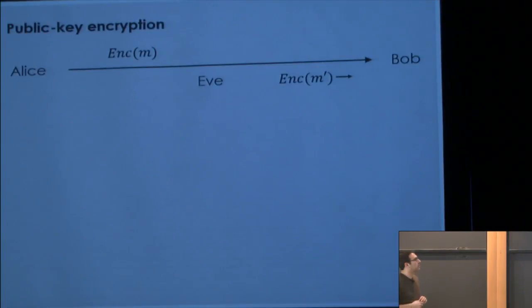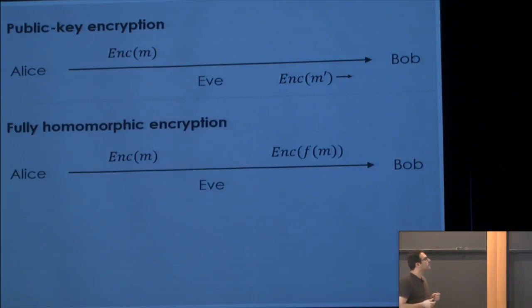In public key encryption, for example, we want to give the adversary the ability to encrypt its own messages, but still the adversary should not be able to learn anything about Alice's messages. In fully homomorphic encryption, still the adversary cannot learn anything about Alice's messages, but now we explicitly want to give the adversary the power to change the message. So the adversary can compute any function homomorphically under the encryption.